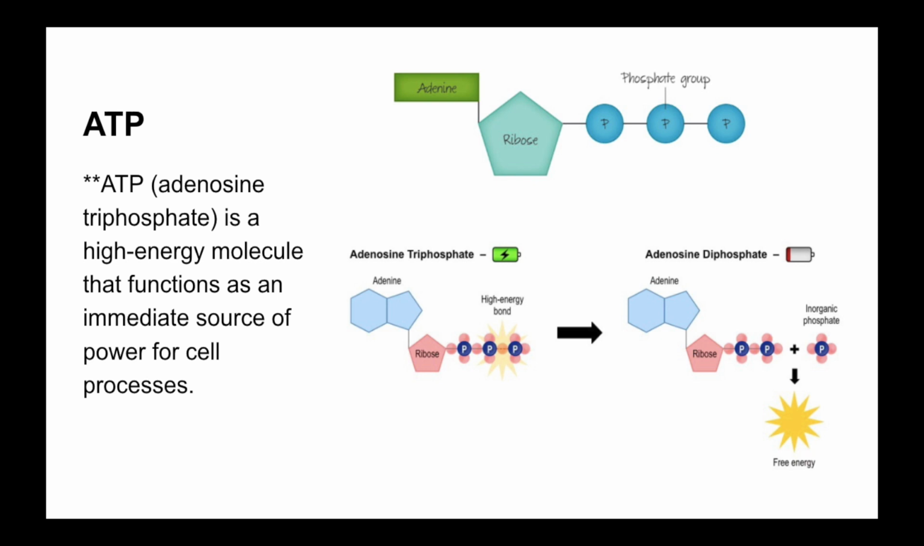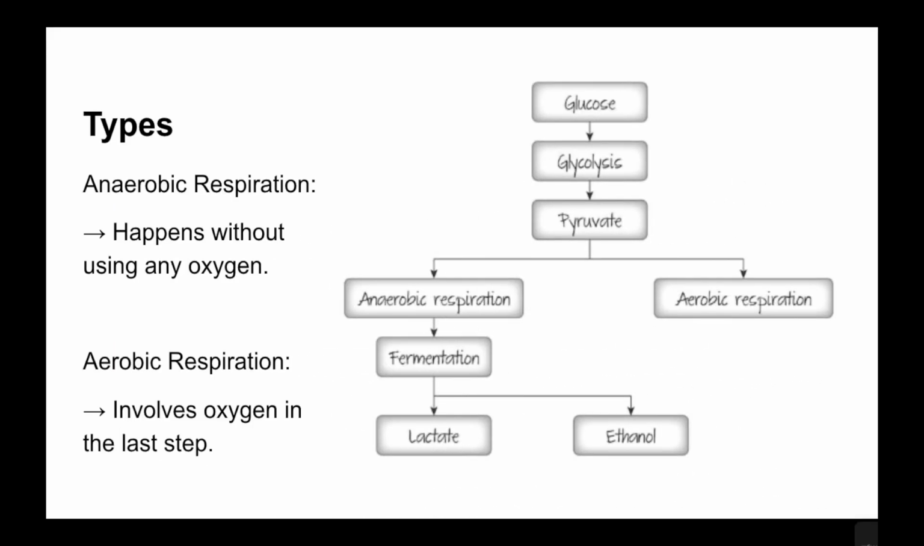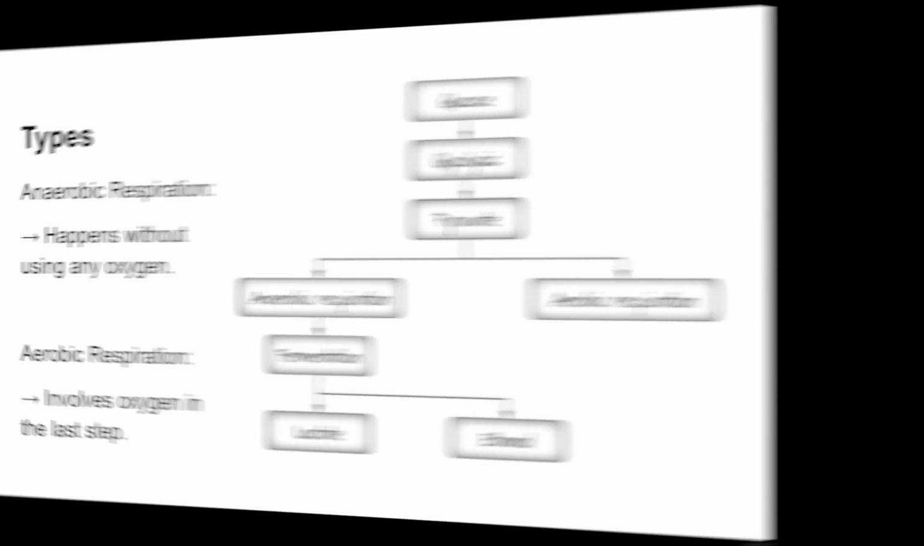via oxidation. As mentioned before, there are 2 types of cellular respiration: anaerobic respiration and aerobic respiration. Anaerobic happens without oxygen, while aerobic, as can be seen in the name, includes the use of oxygen and its last step, which will be talked about later on.